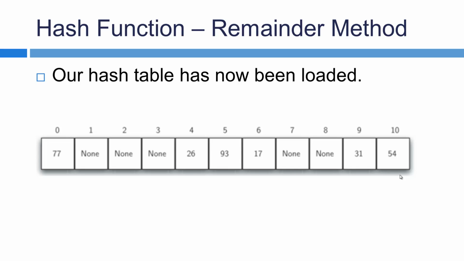So for example, let's take a look here at 77. 77 was the element that we wanted to put into a specific slot in our hash table. So 77 divided by 11 is 7 with remainder 0. That remainder is the slot that we put it in.